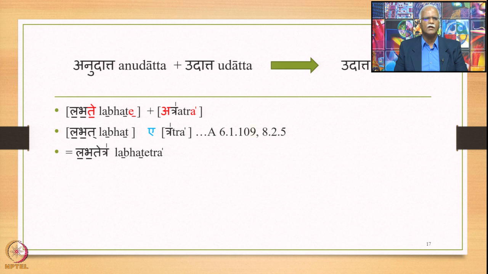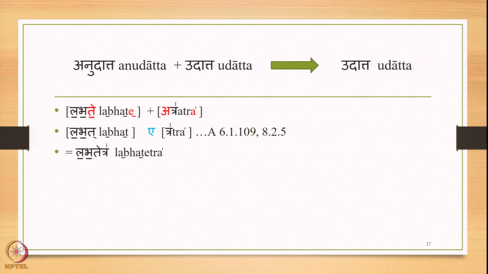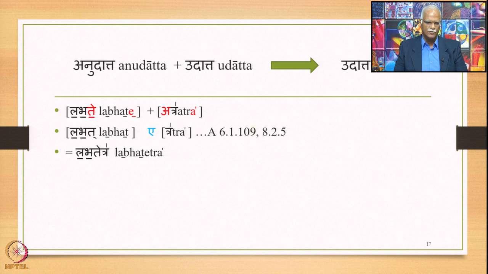Let us take the other example where we have Anudatta followed by Udatta as input, and 8.2.5 applies and the output generated is Udatta. So here we have labhate plus atra. Labhate is a verbal form and it is not appearing at the beginning of a sentence, mind you. There is some word that appears before this word. And so we have labhate followed by atra. Now, labhate has all vowels anudatta. So all of them are marked with the horizontal bar below the letters, followed by atra, where you have tra with a vertical bar on top of it, indicating that it is a svarita that comes immediately after an udatta, that is a, which is unmarked. So labhate has all anudattas and atra has an udatta.